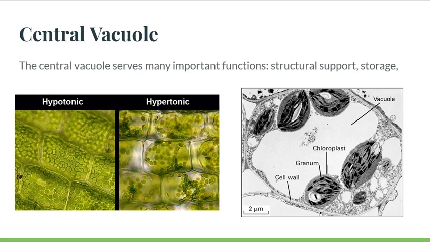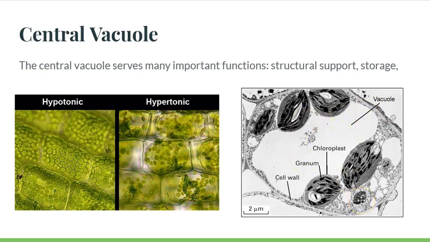Often it just gets written off as being part of storage, but a huge role of the central vacuole is in structural support. So look at this plant cell here. See how most of it is composed of the central vacuole? If it were just for storage, it probably wouldn't take up so much of the cell, depending on the plant cell. But most plant cells have this huge central vacuole.